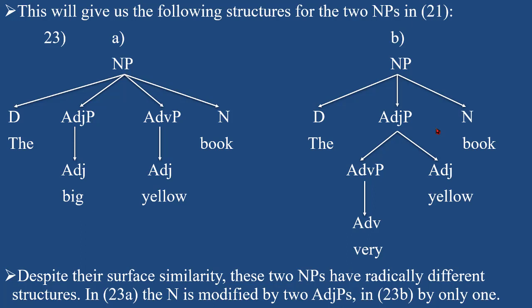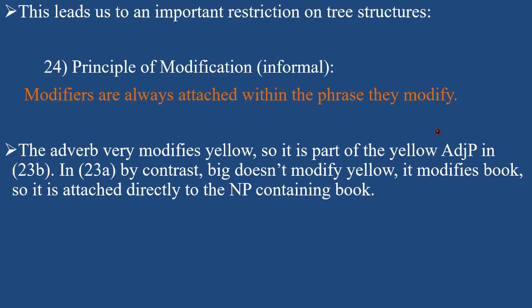So despite their surface similarity, these two NPs have radically different structures. In 23a, the N is modified by two adjectives, which are "big" and "yellow". In 23b, by only one, which is "yellow". We have only one adjective modifying "book", which is "yellow".